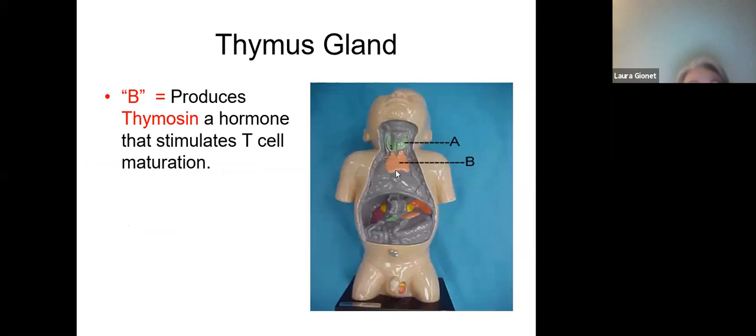The thymus gland is a gland anterior and superior to the heart. Here is what I call a baby on a plate model, naked baby on a plate model. And B is the thymus gland. A is the thyroid gland, but B is the thymus gland. Okay. And the thymus gland produces the hormone thymosin, and that stimulates T lymphocyte maturation or T lymphocyte immunocompetence.